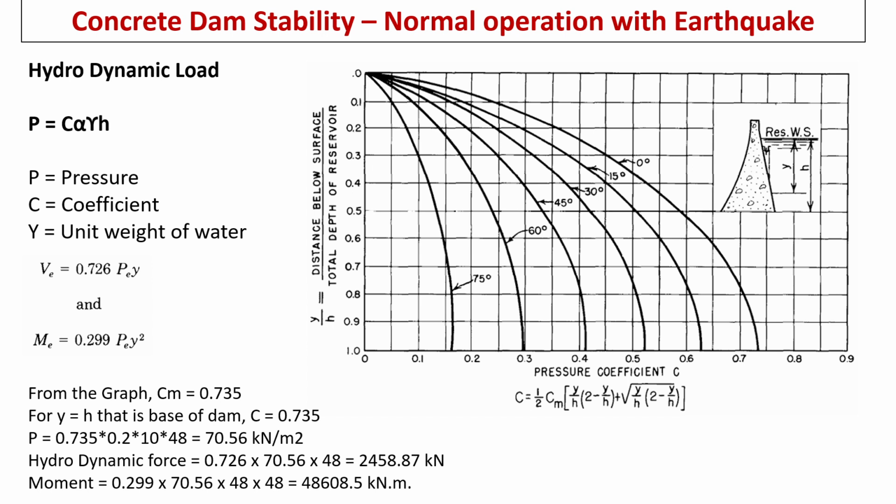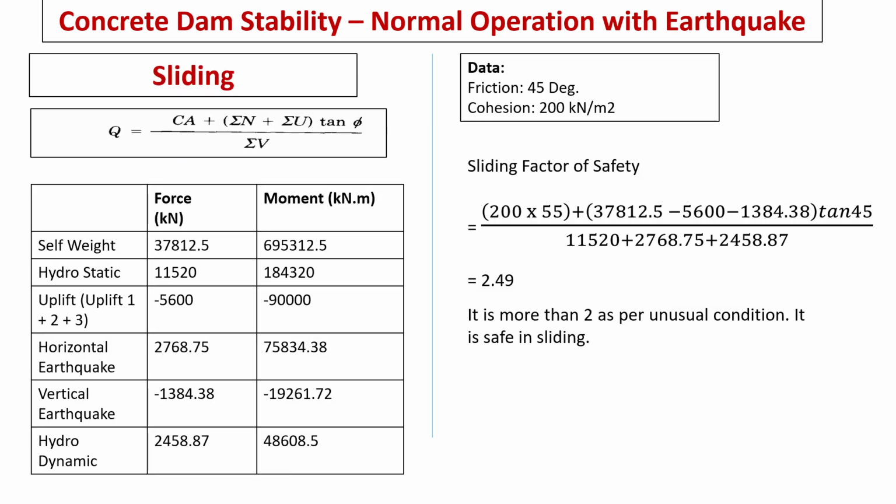C is dependent on Cm, which is maximum value from the graph. Here the slope is vertical, for this it is 0.735. At the base of the dam, Y is equal to H, then from the formula C is also equal to 0.735. Using this, hydrodynamic pressure is calculated. This method also describes horizontal force and moment. As shown here, we calculate the hydrodynamic force and moment, which we will use for calculation of sliding factor of safety and stresses.